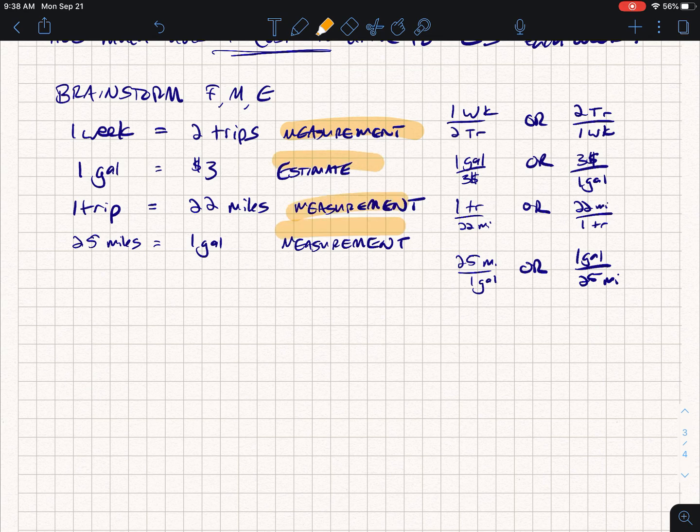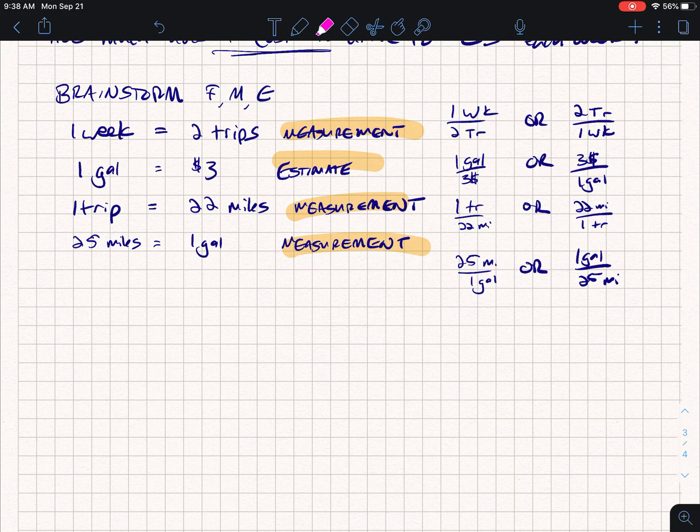And notice that it's okay: measurement, estimate, measurement. I don't have any facts on here. These are all going to be roughly accurate. None of these are going to be perfect, and that's okay. So I'm going to have to figure out which of these 4 I'm going to use. So maybe, and I'm just guessing right now, I'm going to use that one, that one, that one, and that one, or something like that.